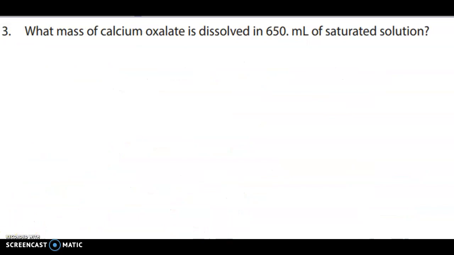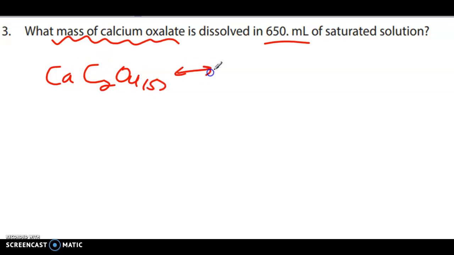All right, so number 3, our last example here. So we are going through what mass of calcium oxalate is dissolved in this volume of a saturated solution. So in other words, we have to determine the number of moles per liter first, and then we can determine our number of moles since we know the volume here. So let's start off with our normal method here. So we have calcium oxalate, and they're both a charge of 2, so it's going to be a 1-to-1 ratio.